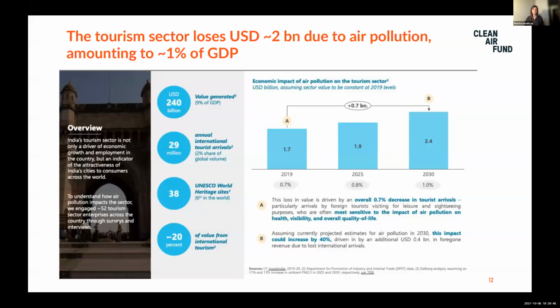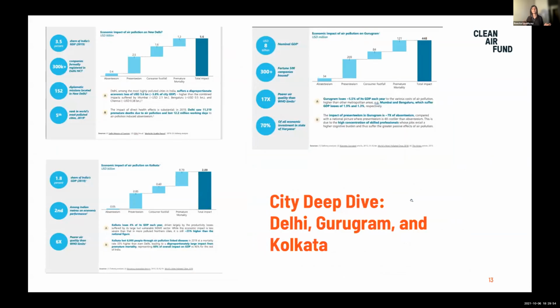So in Delhi, particularly, before people would maybe spend a week in Delhi, we were spending a lot less time in polluted cities. And then lastly, for cities, we did a deep dive in Delhi, Gurgaon and Kolkata. And there's some really interesting cost impact that we found for these cities.